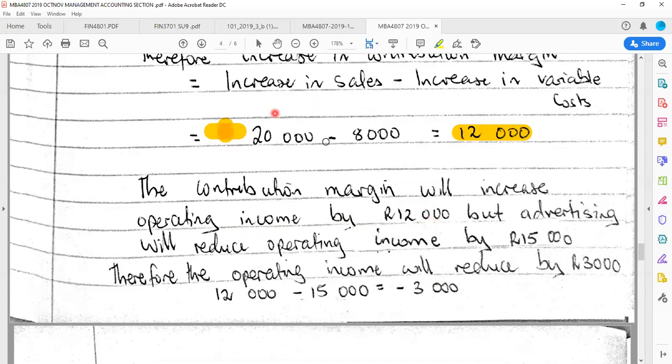But remember, even though our contribution margin is going up by 12,000, increasing profit by 12,000, we've been told that the change in 1,000 units is coming about because of advertising. So we then subtract the expense associated with advertising, because that's an expense if you increase advertising, meaning that the net effect will be a reduction in our operating income of minus 3,000.